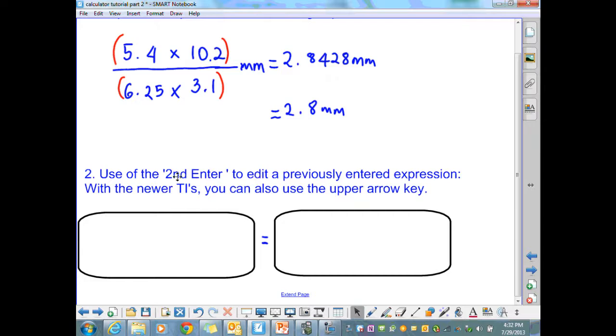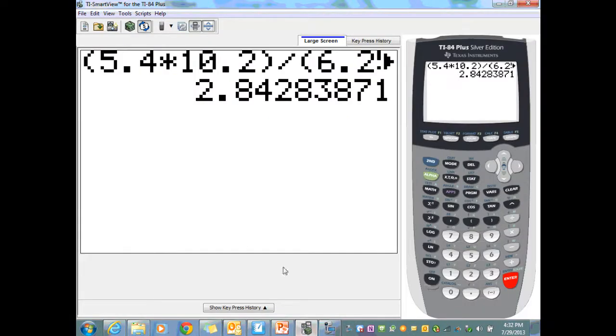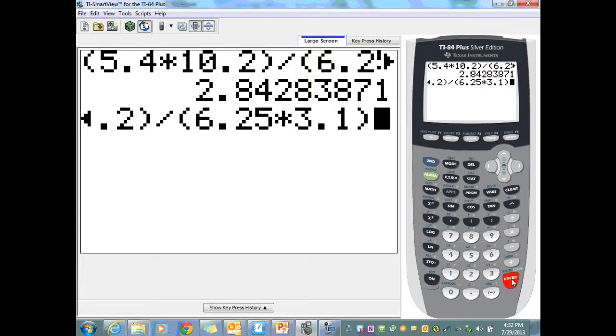Now let's just suppose for the second item I'd like to point out to you, let's say that we made a mistake. As we're entering this expression, it wasn't 10.2, but let's say it was supposed to be 10.8 that we were supposed to enter. So the only difference between this and that is a change in one decimal point here. Instead of 0.2, I have 0.8. Now, instead of entering that entire expression all over again, what you can do is you can enter second and then the enter key. It reproduces the entire line from the top.